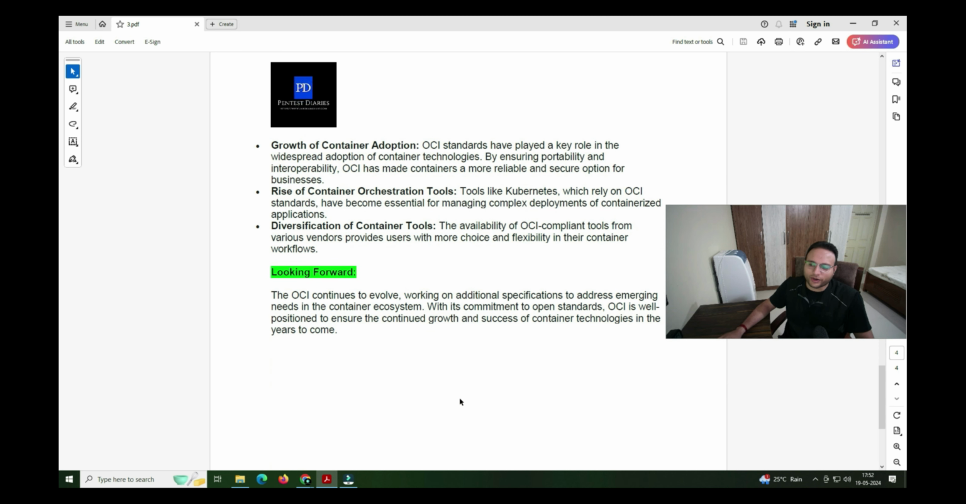Okay, now what we are looking forward to, that's our final thing. The OCI continues to evolve, working on additional specifications to address emerging needs in the container ecosystem. With its commitment to open standards, OCI is well positioned to ensure the continued growth and success of container technologies in the years to come. What I mean by that is that this is not something which is fully innovated so far. They're continuously working to make the user experience more friendly. They want to bridge all those issues which users are facing right now, and overcome those problems.